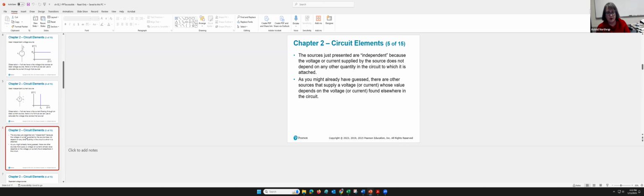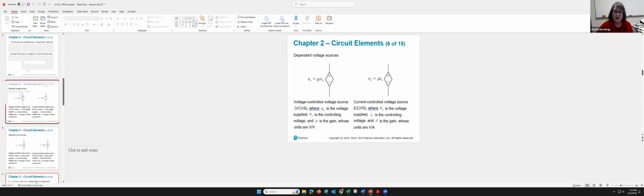So as you might have already guessed, there are other sources that supply voltage or current whose value is dependent. And since the ones that you can't calculate are called independent, the ones that you can calculate are called dependent. So instead of being represented by a circle, they are represented by a diamond shape. And basically, we have to take a minute to look at the variables and the subscripts of the variables. So this is a dependent voltage source. You see it's dependent because it is a diamond rather than a circle.